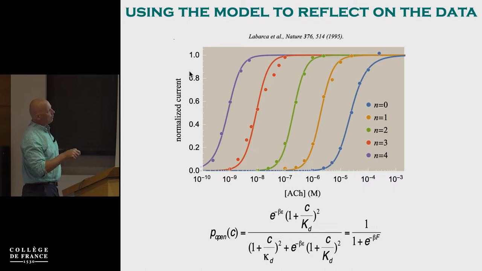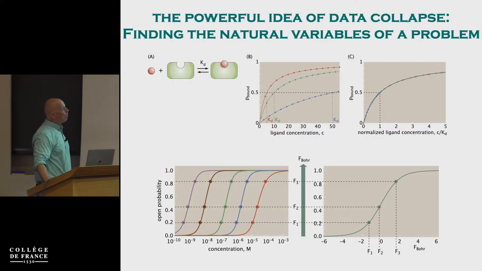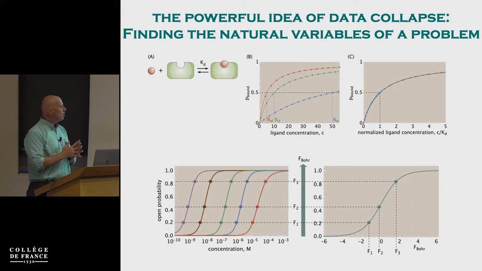So what you can do, as I showed you with this data earlier, is show that this particular equation describes all the data. This is the wild type, the non-mutated channel. And these four things correspond to one mutation, two mutations, three, and four in the channel. But more importantly, again, this is in some sense tourism, but I want to try to convey an idea here.